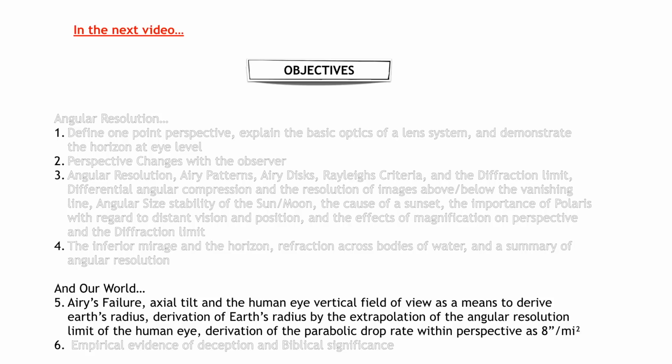Hopefully we covered the inferior mirage and the horizon, refraction effects across bodies of water, and we summarized angular resolution up to this point. We're now going to turn to, in the next video, the world we've been given, and not necessarily the world that we observe. We'll discuss Airy's failure, axial tilt, and the human eye vertical field of view as a means to derive Earth's radius in one way, and then the derivation of Earth's radius by the extrapolation of the angular resolution limit of the human eye, and the derivation of the parabolic drop rate within perspective, commonly known as 8 inches per mile squared.